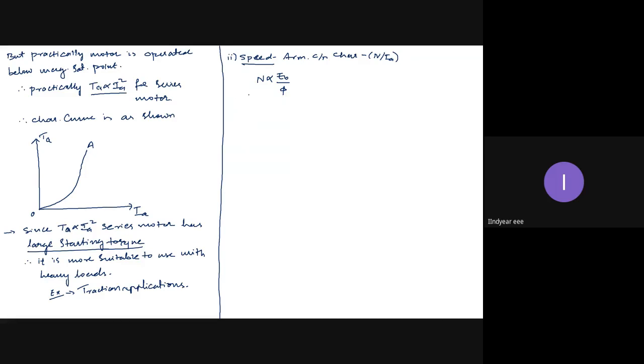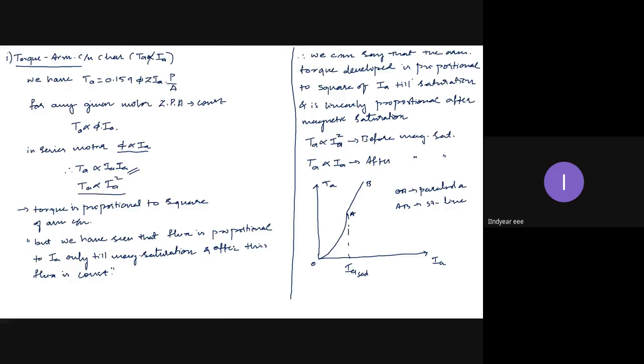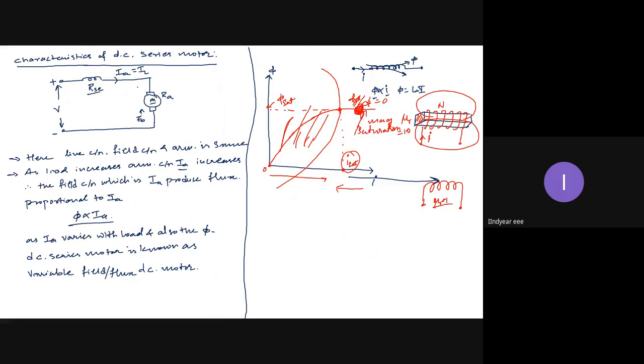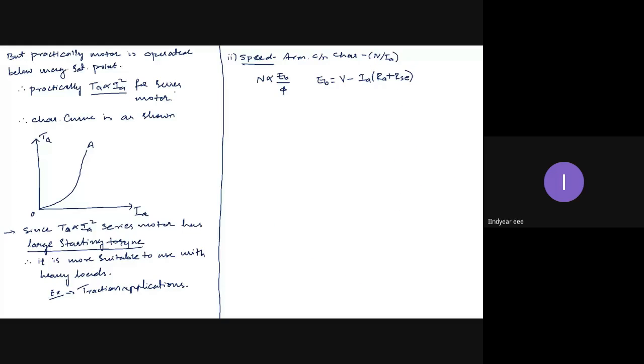Now here, what is EB? EB is V minus IA into (RA plus RAC). This is a series motor, so I should not forget that RAC is in series with the armature current. So EB will be V after the drop across RAC with current IA and across RA with current IA. So EB will be V minus I RAC minus I RA, that is V minus IA into (RA plus RAC).